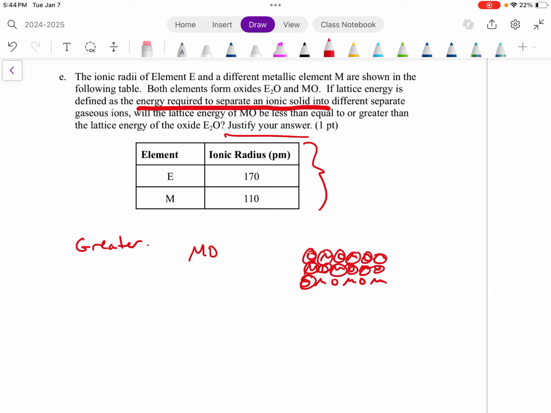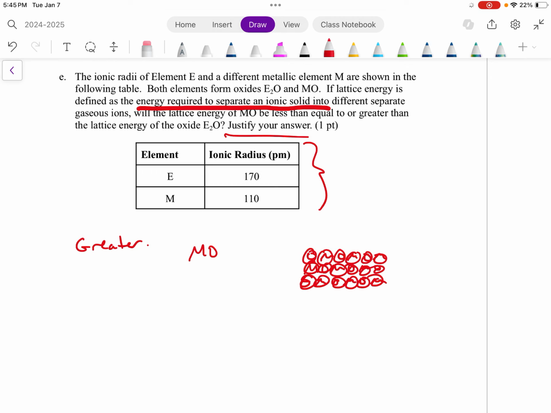If the radius of M is so small, these are going to be closer together. And if they're closer together, they're going to be attracted to each other more and harder to pull apart. And lattice energy is the amount of energy required to pull them apart. So if M has a smaller radius, they're going to be more tightly packed, therefore going to require more energy to pull them apart.